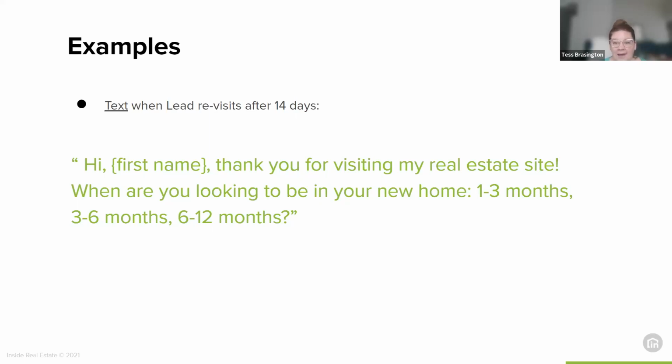Another thing I like about this text, it's easy to reply to. We gave them options. They don't have to come up with a time frame. We gave them 3 options. And our hope is that they are going to choose one of those 3 options. They can just respond back, and all they have to do is, 1 to 3, 3 to 6, 6 to 12. I have also seen a version of this text that letters it, like A, 1 to 3 months, B, 3 to 6 months, and then they just respond back A, B, or C.